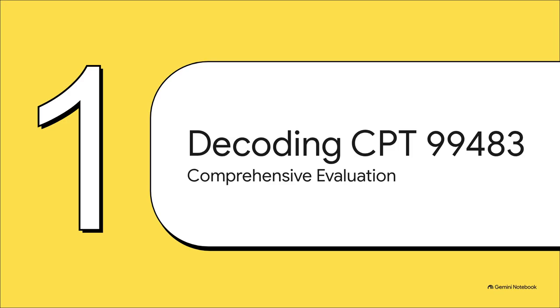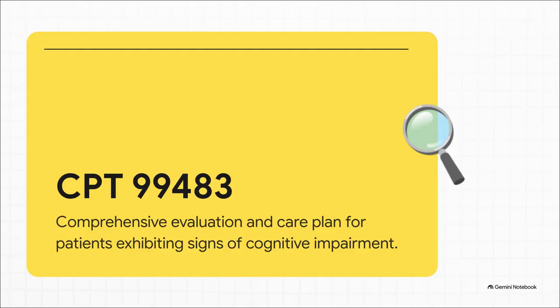Okay, Part 1. Decoding CPT code 99483. The scope of this code is actually pretty fascinating. Look, this is not your standard EM office visit. This code is explicitly carved out for a comprehensive evaluation of a patient, new or existing, who is showing signs of cognitive impairment. The whole goal here is to establish or confirm a diagnosis. Think Alzheimer's disease, vascular dementia, or mild cognitive impairment. And then, you've got to create a formal, actionable care plan.